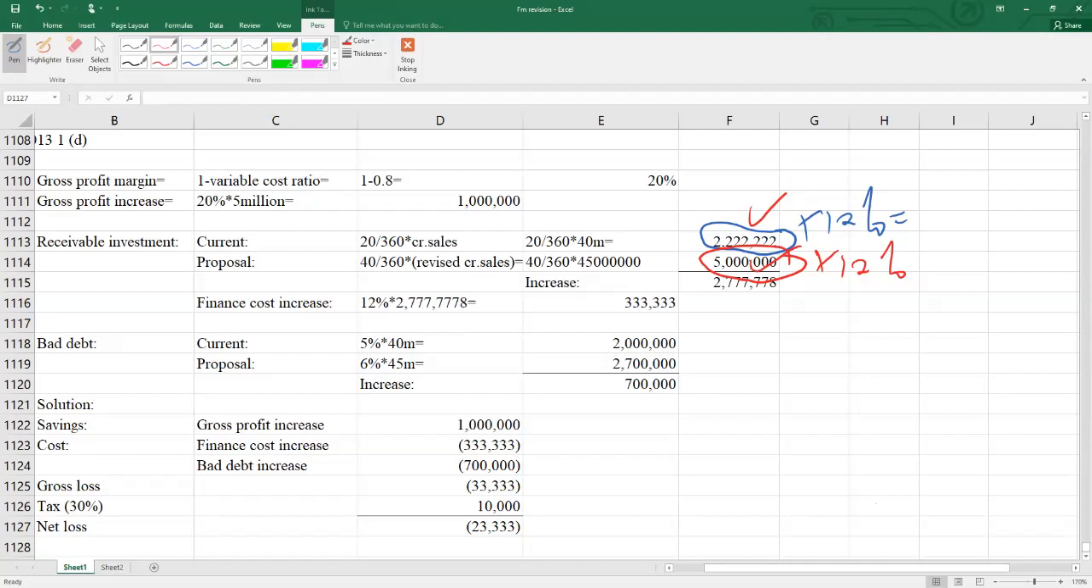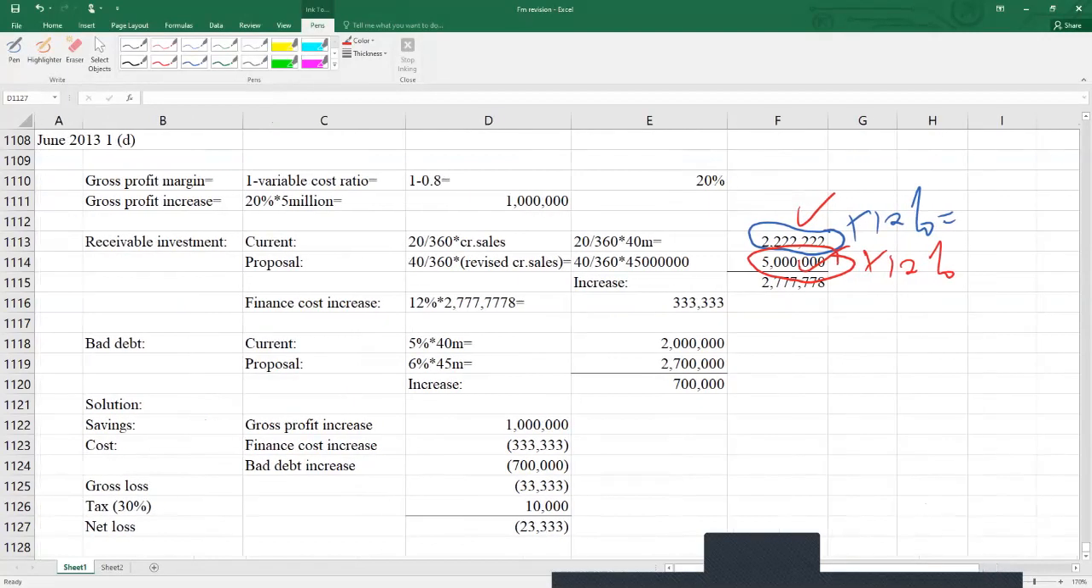Okay. It's clear. If it's not clear, ask. Yeah, it's clear. Yes. Okay. That's good. Thank you. You're welcome. Okay, so that's on the finance cost bit of it.